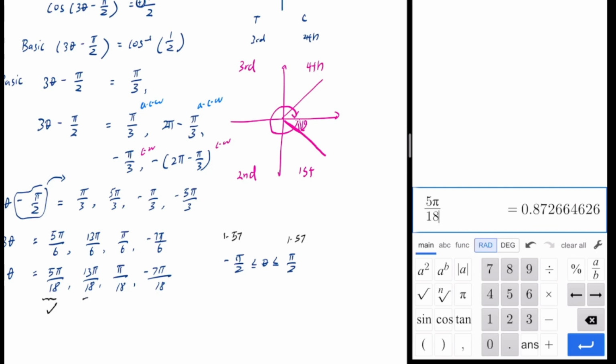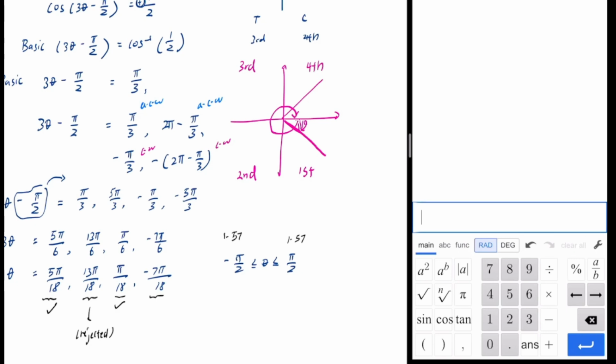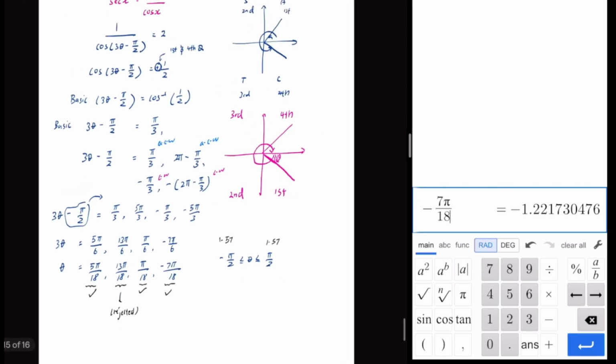So this one surely will be included. And the other one, 13 pi divided by 18, is going to be 2.26, so in the end this will be rejected. Pi over 18, surely this is going to be accepted, right? Negative 7 pi divided by 18, this answer is accepted. So after all, you have 3 answers here: minus 7 pi over 18, pi over 18, and 5 pi over 18. That's how you solve these questions.